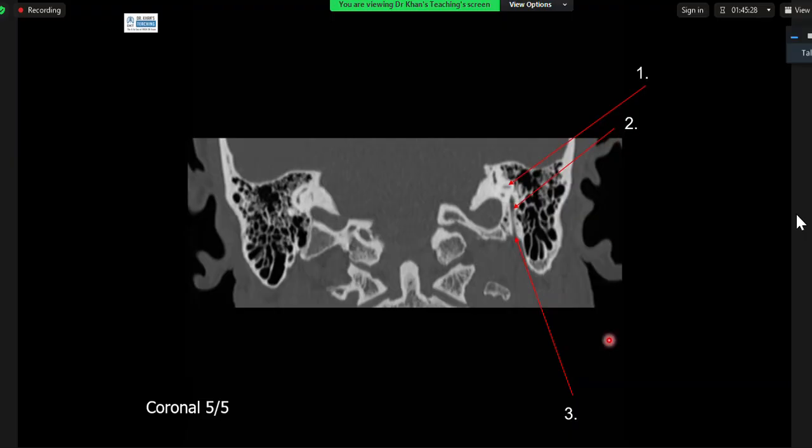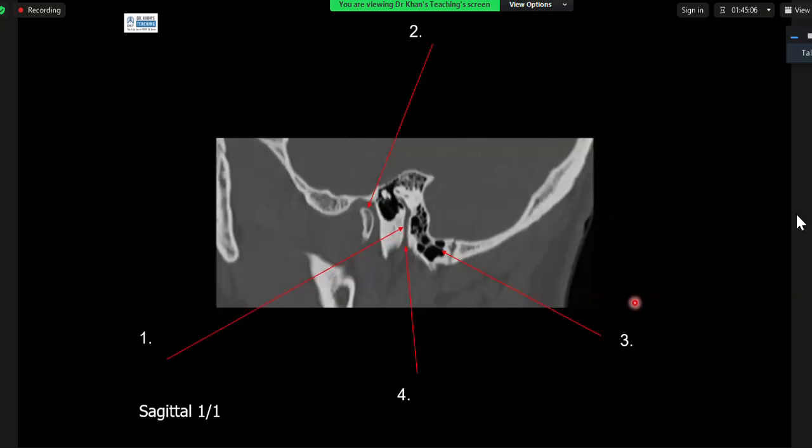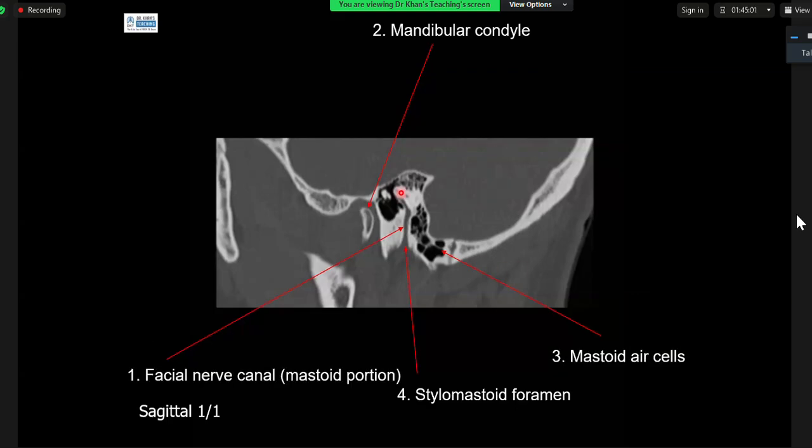Just concentrate on 2 and 3. So the 2 is the facial nerve canal, the mastoid portion or the descending, and this particular opening is the stylomastoid foramen. The lateral semicircular canal is visible. So this is a sagittal in which the only point to remember is that this gives you that hockey stick appearance, and this is the descending portion, and this is the stylomastoid foramen.